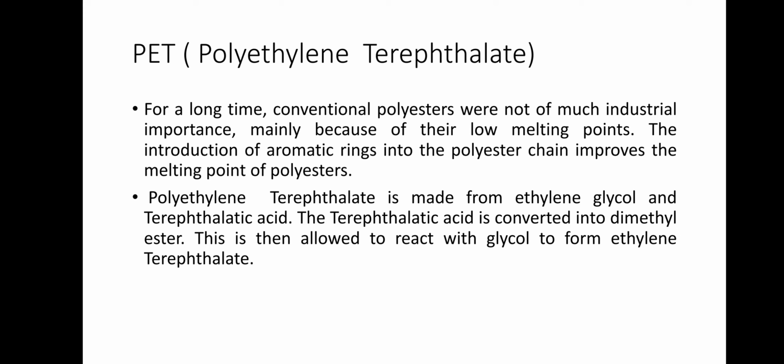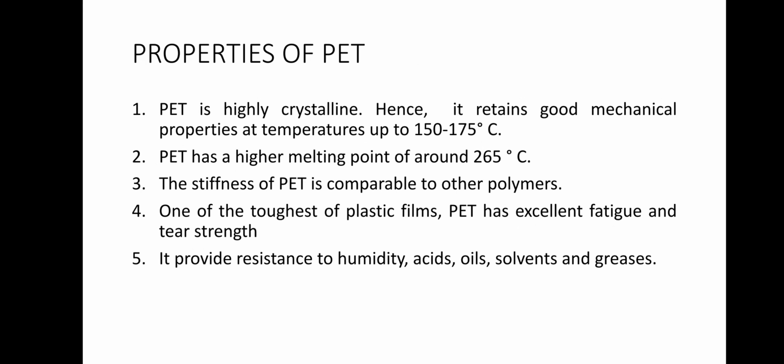Conventional polyesters were not of much industrial importance, mainly because of their low melting points. The introduction of aromatic rings into the polyester chain improves the melting point of polyesters. Polyethylene terephthalate is made from ethylene glycol and terephthalic acid. Terephthalic acid is converted into dimethyl ester. This is then allowed to react with glycol to form ethylene terephthalate.